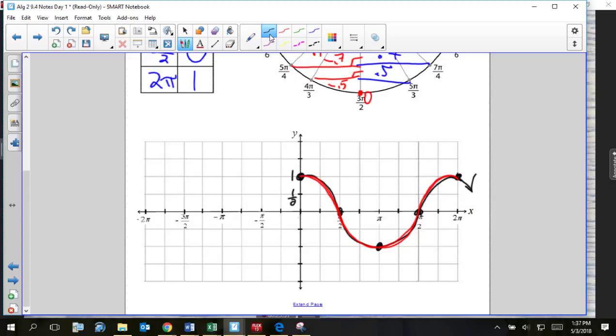So since it's all the way up at 1, my next one is going to be 0. Then the next one's going to be -1. Then the next one's going to be 0. Then back up to 1 again. And we're going to complete that pattern. At the very end, it'll never go higher than 1.